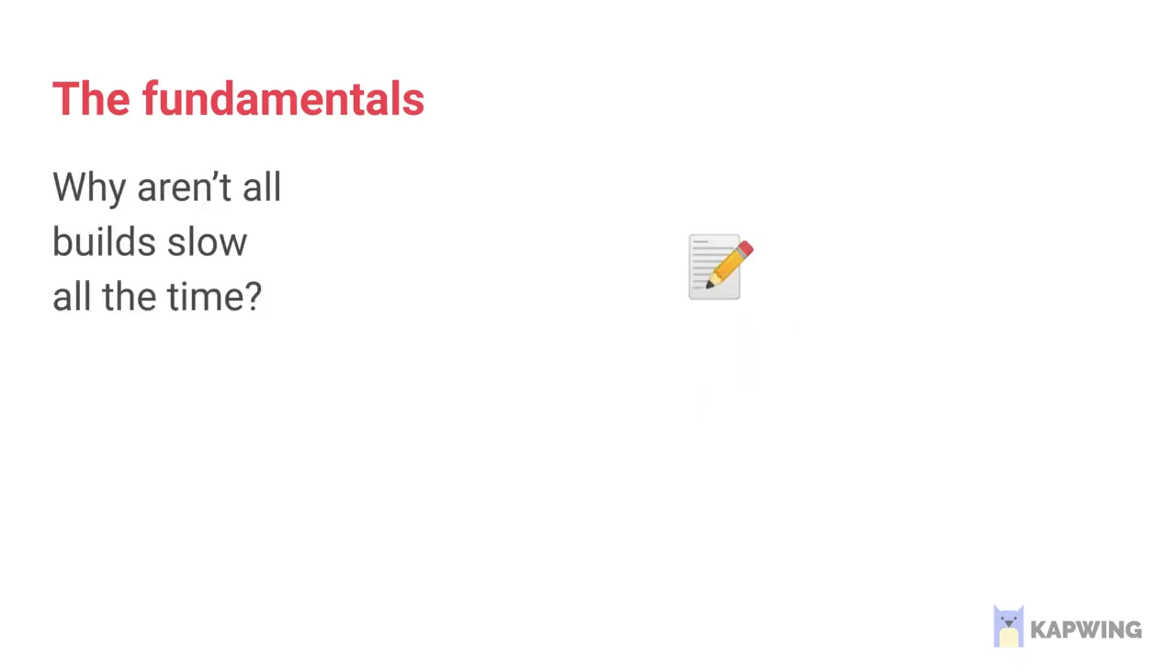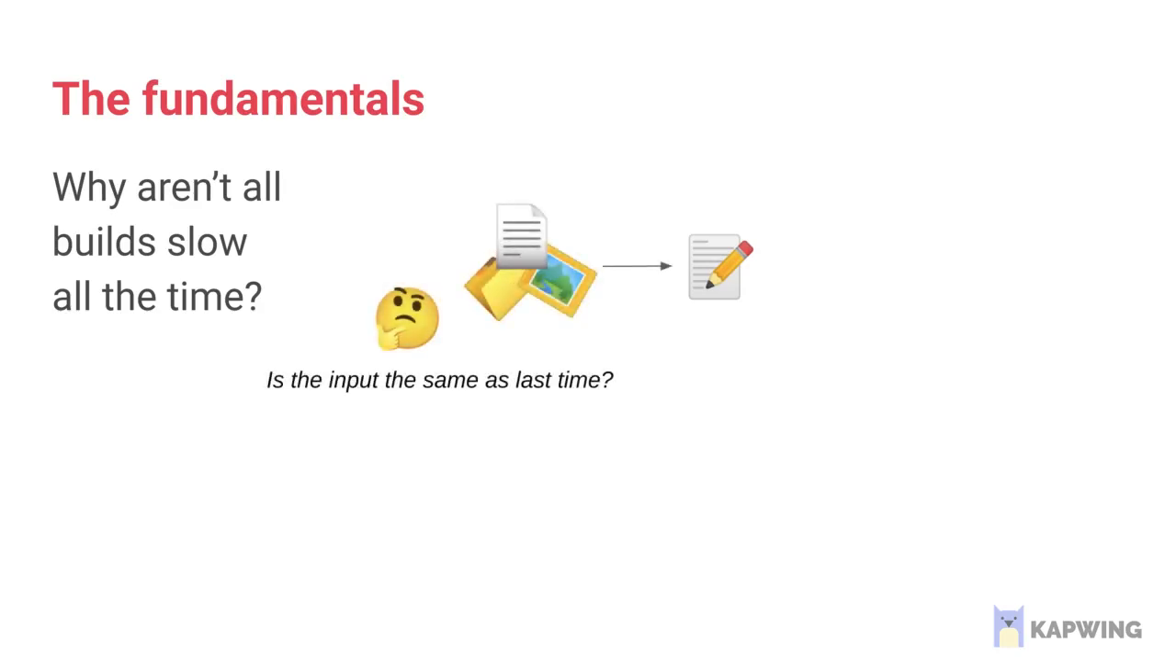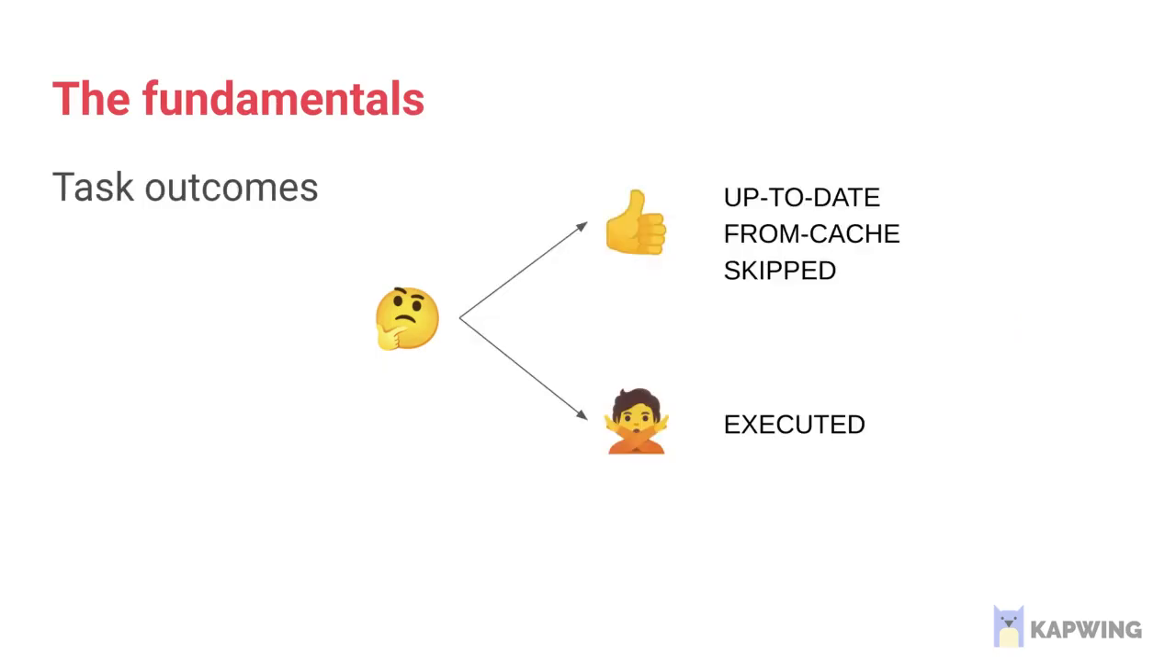But wait, if Gradle has to do all this work to compile tons of source files, how can that ever be fast? Wouldn't that always take forever? Well, actually, yes. But the trick here is that for most things in a build, if the input doesn't change, neither will the output. So for every task, Gradle can ask, is the input the same as it was last time? Does the output still exist? If both of these things are true, then Gradle can just skip running the task. That decision, in Gradle parlance, is called a task outcome.